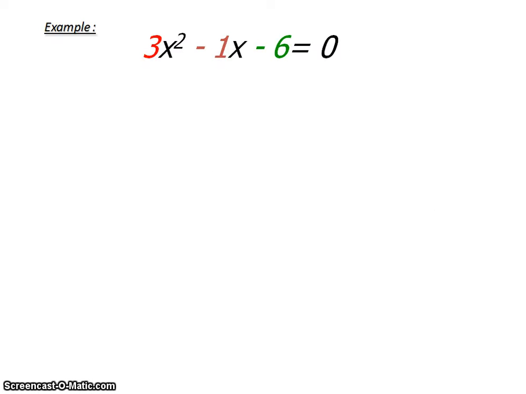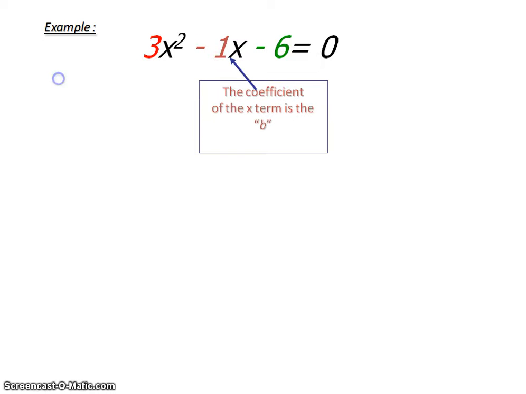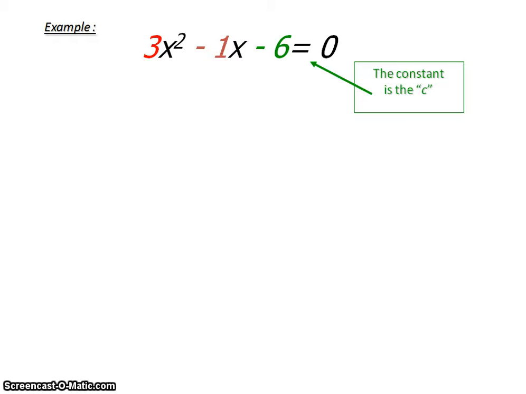So here's an example. 3x squared minus 1x minus 6 equals 0. Our a is 3. Our b is negative 1. Our c is negative 6.